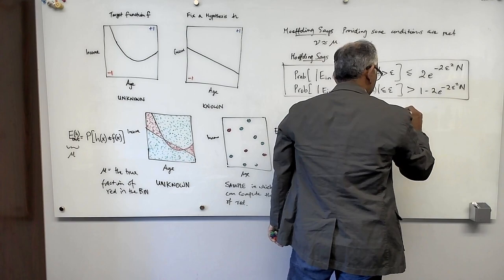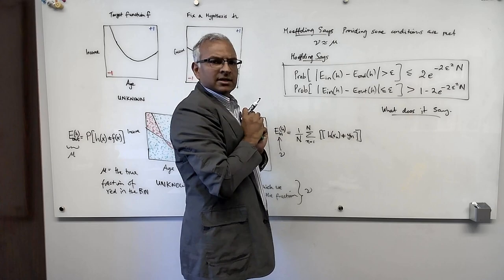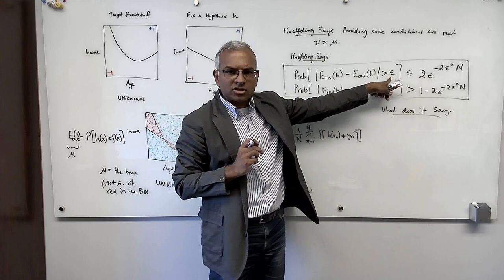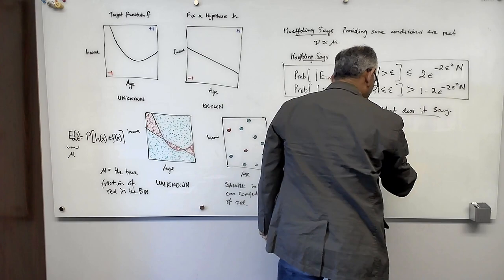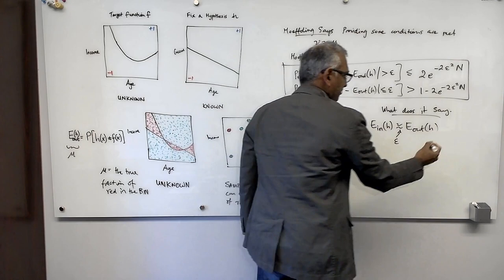It says that E in reaches out to E out. Okay, modulo the technical probability here, that it doesn't reach out for sure. It reaches out within some error tolerance epsilon and with high probability. So E in of H is approximately equal to E out of H, and approximately equal to is where the epsilon comes in. Okay. With high probability.